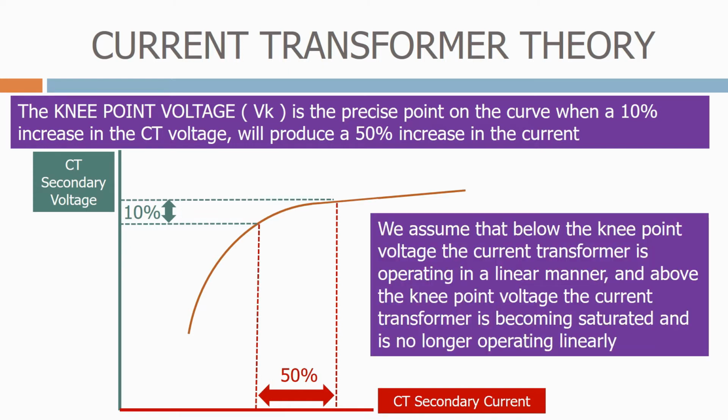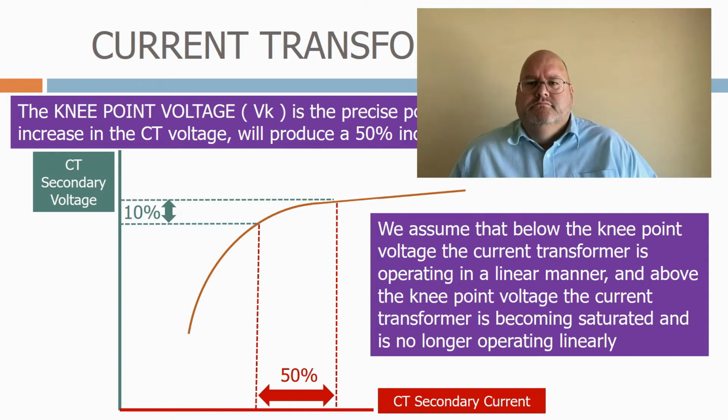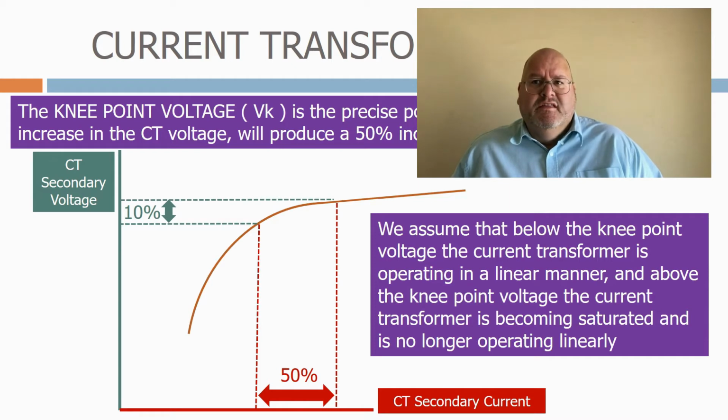We assume that below the knee point voltage the current transformer is operating in a linear manner, and above the knee point voltage the current transformer is becoming saturated and is no longer operating linearly. Our aim is obviously to stay within the linear zone of the CT, as outside this zone, the secondary currents may no longer represent the primary values, and the CT may stop generating secondary current altogether.